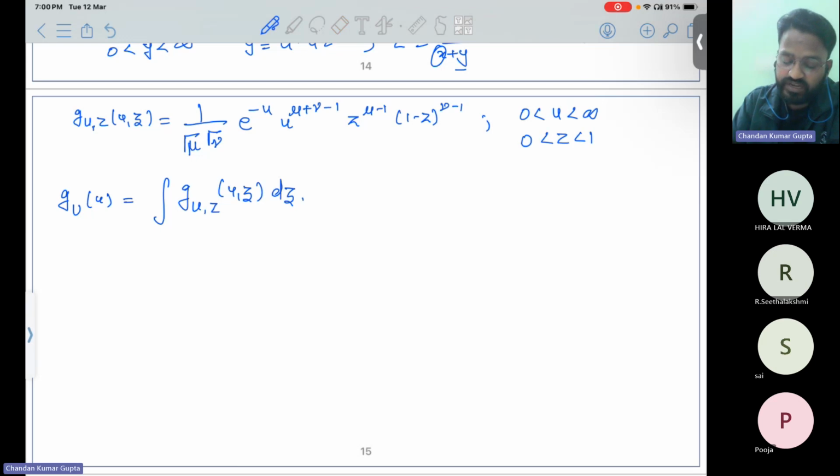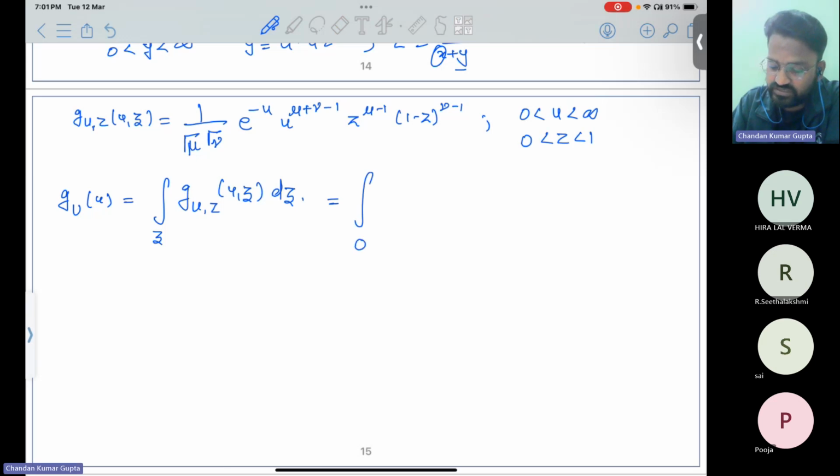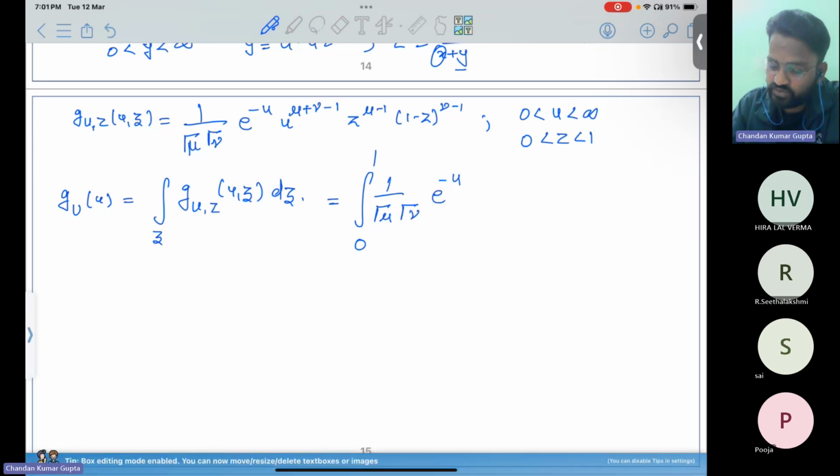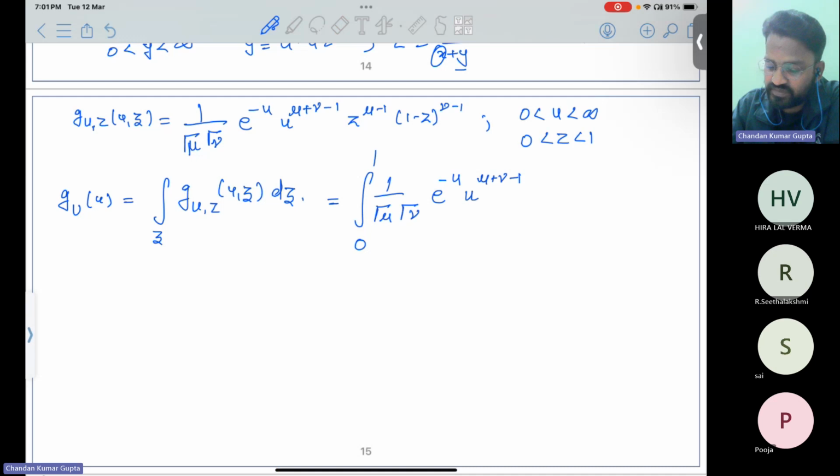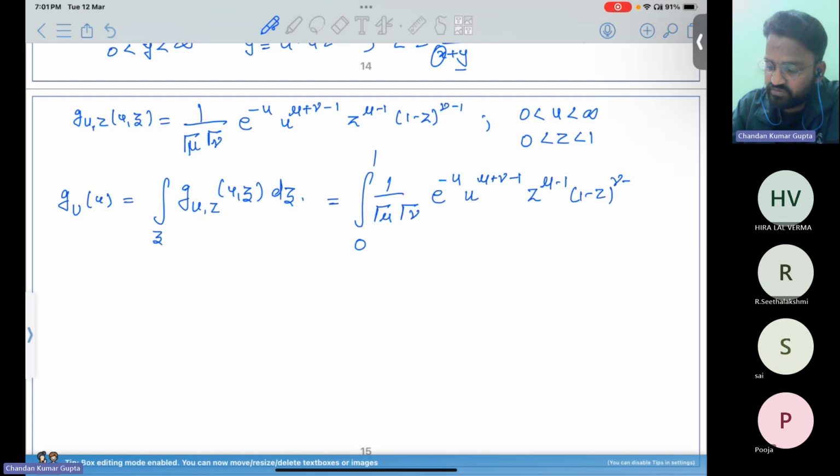So we need to calculate the marginal PDF with the help of the joint PDF. We integrate this joint PDF over the range of the other variable, that is z. That means from 0 to 1, 1 upon gamma mu, gamma nu, e to the power minus u, u to the power mu plus nu minus 1, z to the power mu minus 1, 1 minus z to the power nu minus 1, dz.